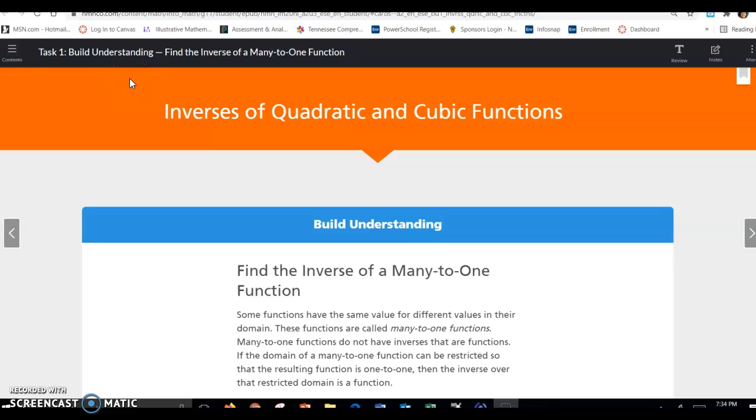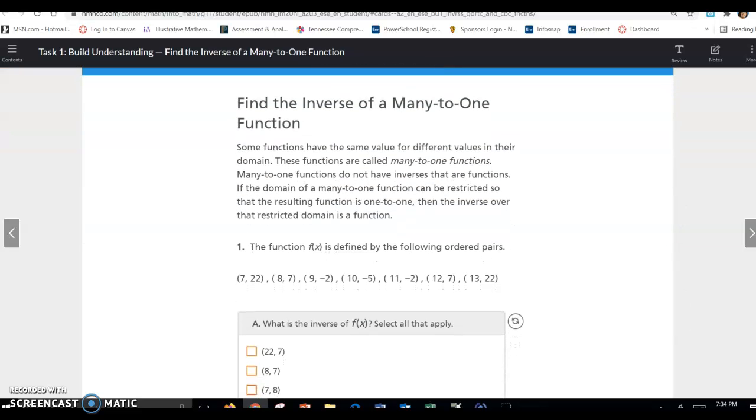Lesson 7.2, Task 1. Inverses of quadratic and cubic functions. Alright, find the inverse of a many-to-one function. Some functions have the same value for different values in their domain. These functions are called many-to-one functions. Many-to-one functions do not have inverses that are functions.